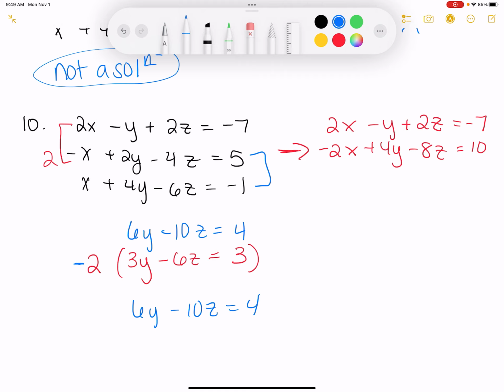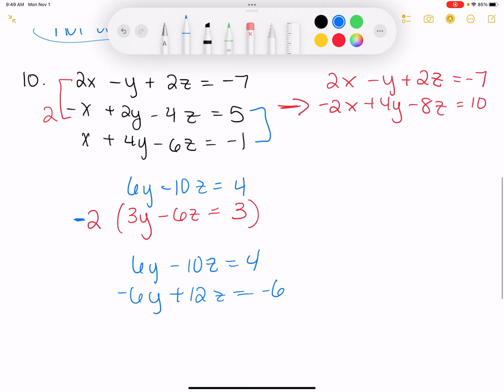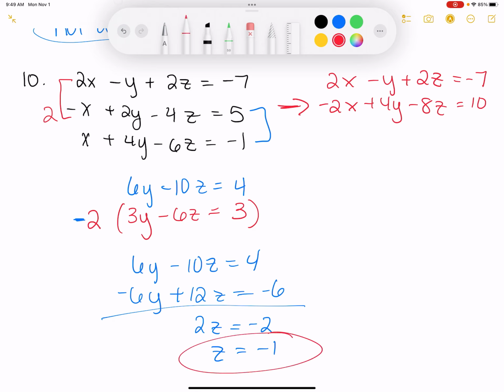Remember, this has to be negative because I need the signs to be opposite. So negative 6y plus 12z is equal to negative 6. Now I can combine these and get 2z is equal to negative 2. So z is equal to negative 1. I'd recommend you circle that so it doesn't get lost somewhere.